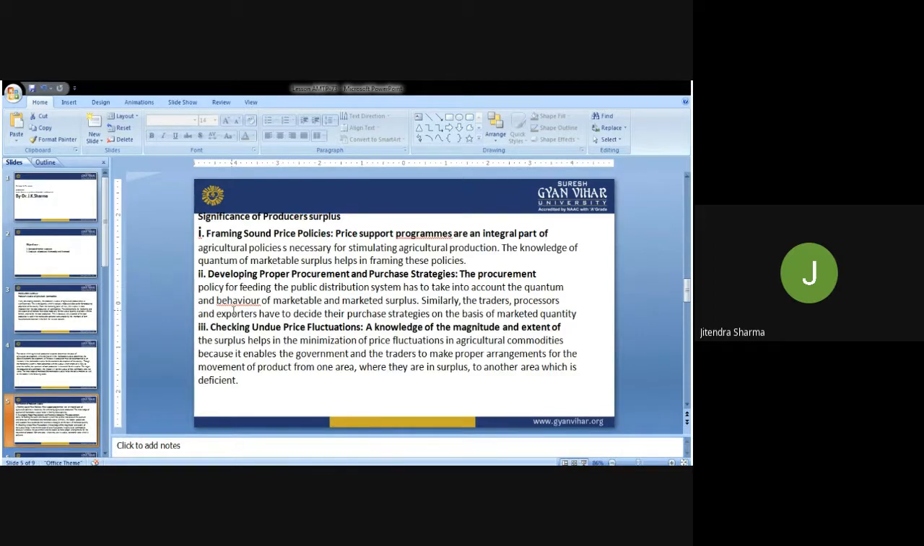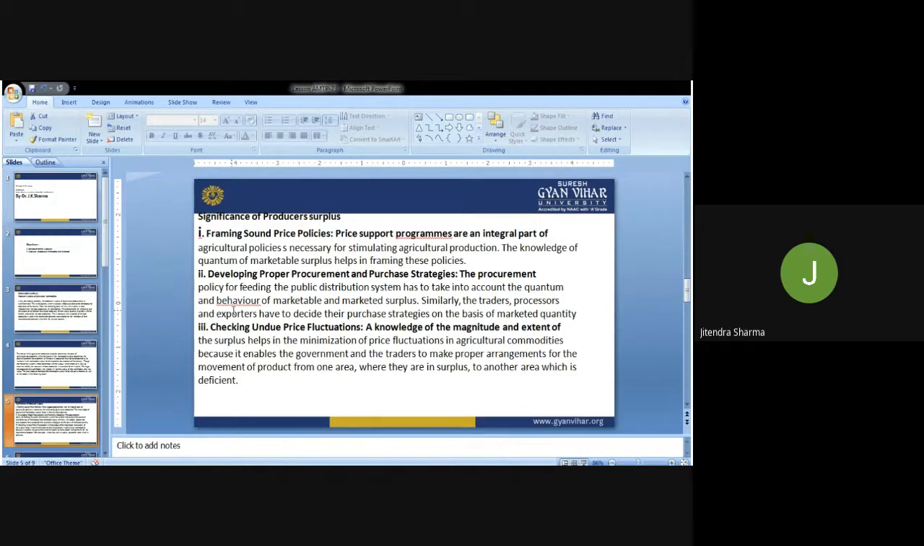So the significance of producer surplus is very important. Framing sound policies and price support programs are an integral part of the agricultural policies necessary for stimulating agricultural production. The knowledge of the quantum of marketable surplus helps in framing these policies. So first, what is the plus point of this? How can we have perfect policies for agriculture?